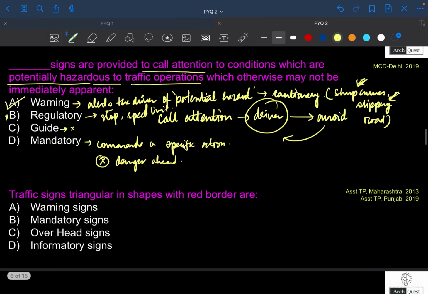Next question, traffic signs triangular in shape with red border. So now we already know what are this. So it's warning signs. I hope there's no doubt with this. Okay, in case if there's a doubt, please leave a comment.